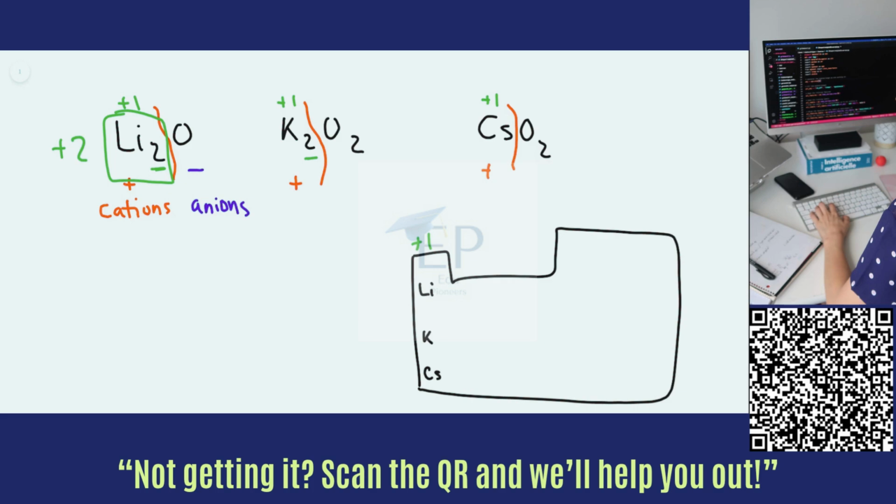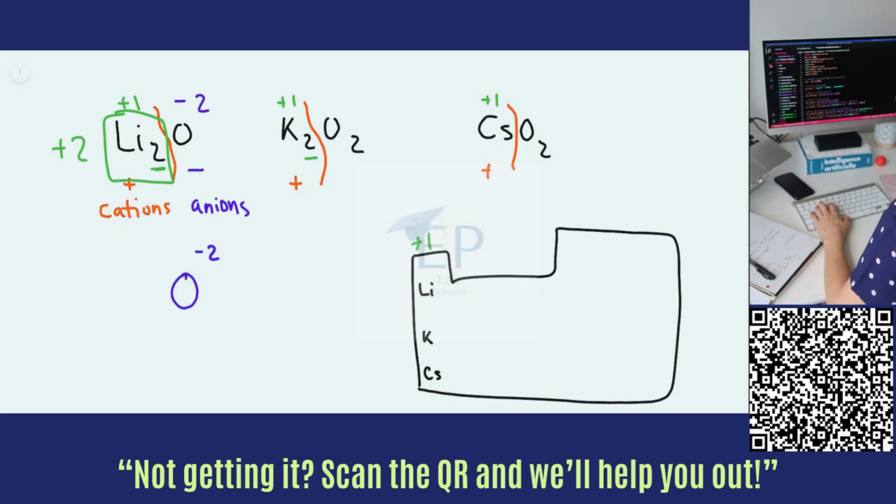So what that means, if we're going to balance things out, is that the oxygen side must be a -2 as well. So for our anion, we have one oxygen that's hosting a -2 charge. Now, let's look at the K2O2, for example.